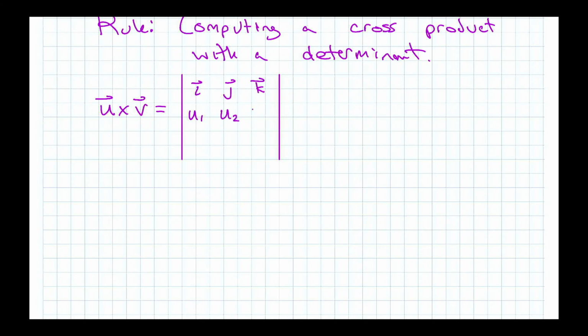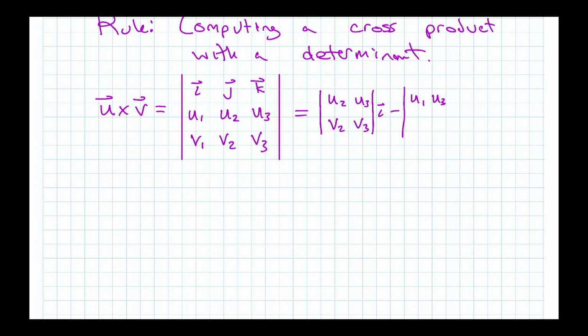u1, u2, u3, v1, v2, v3. And that's how it goes. And of course, you can expand this if you want, right? That's the part that you need to remember, but also it looks like this if you write it out as u2, u3, v2, v3, I, minus, remember there's a minus on the middle one always. Always if you expand along the top row.